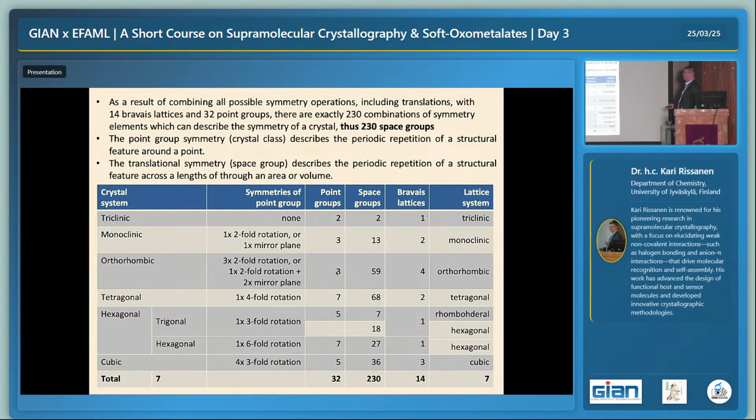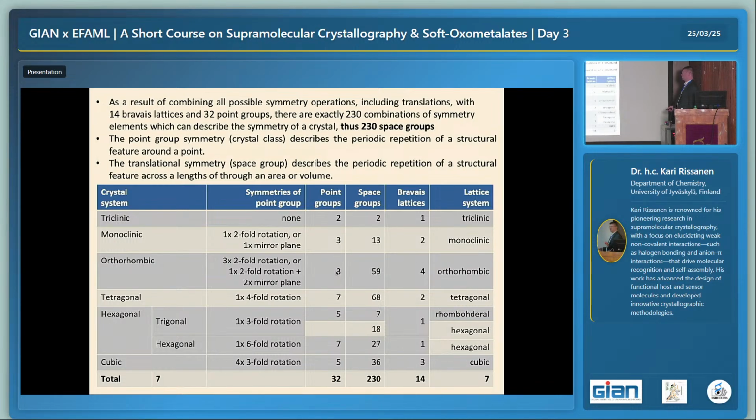The tetragonal, as of course, has a fourfold symmetry, it has 7 point groups possible and 68 possible combinations of these symmetry operations. Again, we have to be able to pick one. And it has 2 Bravais lattices also in this tetragonal. It's the same as in the monoclinic case.